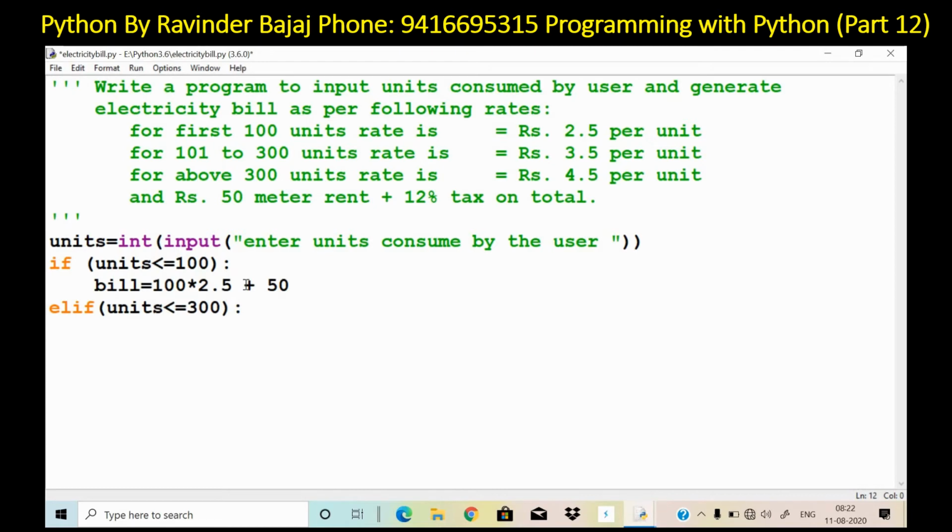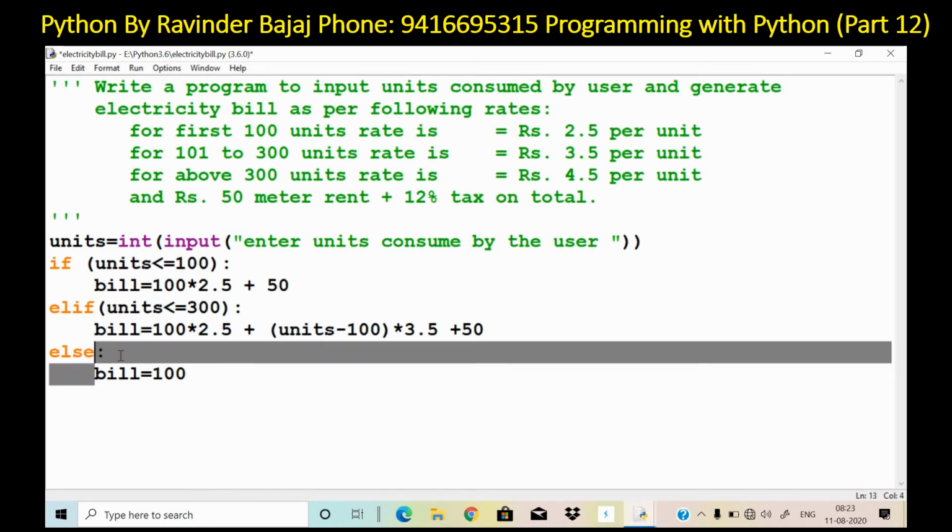Else, if units are less than 300, then for the first 100 units it is 2.5, and units minus 100, because for 100 units we have already charged. Now units minus 100, whatever the remaining are there, charges for that are 3 rupees 50 paise per unit, plus 50 rupees meter rent. This is for meter rent. Next is else. Else means units are not less than 100, units are not less than 300, means obviously units are greater than 300.